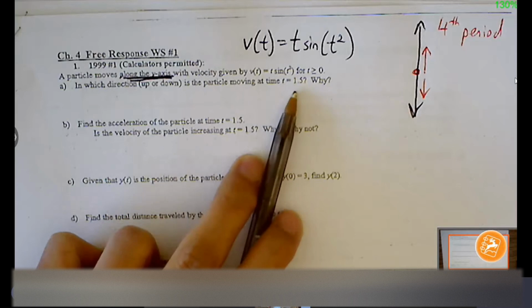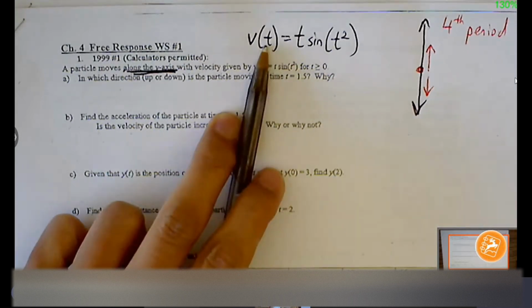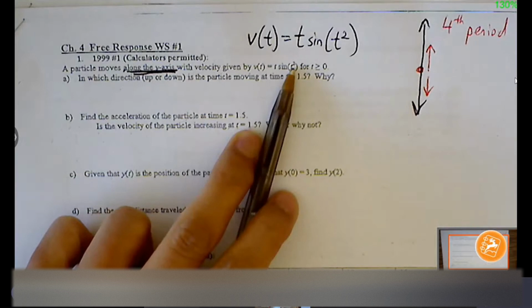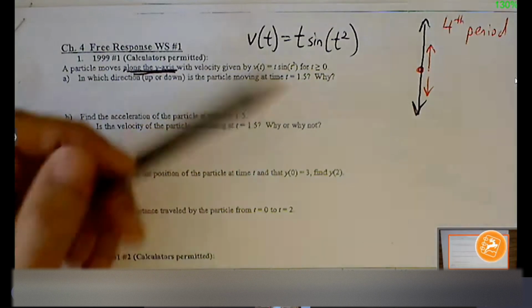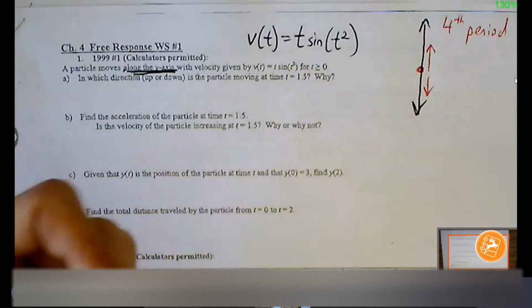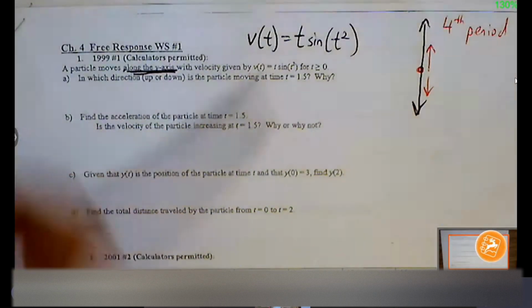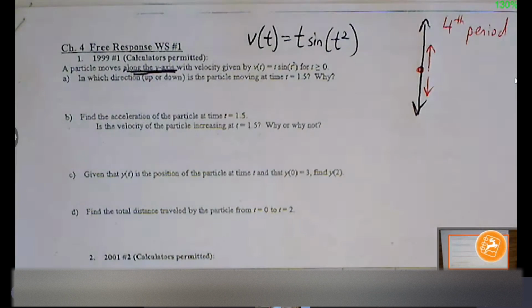So how do we go about this problem? Plug in 1.5, and if it is positive, then it's moving up, negative, down. Good. So we have everything that we need in front of us, right? There's no need to find the integral or the position. There's no need to find the derivative yet for acceleration. We can rely directly on the function.